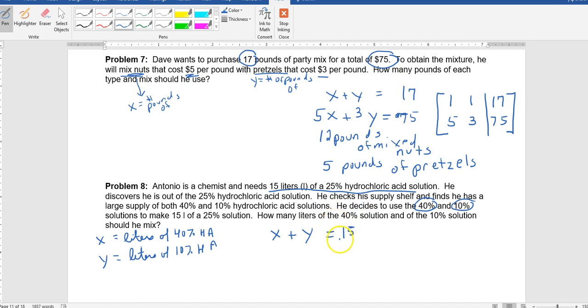But the second one is going to figure out the percent of hydrochloric acid. So we want 40% of the liters of this one, and then 10% of the number of liters of the 10% hydrochloric acid is equal to 15 times the 25% total. So we're trying to get 25% of the total 15 liters being hydrochloric acid. So we take 0.25 times 15 to get 3.75.